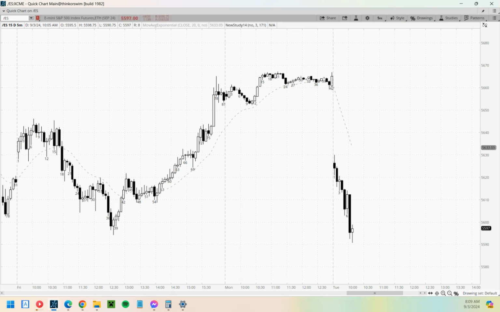Parabolic wedges on the open aren't that uncommon. This goes on its high. I'm probably going to buy it and use a stop, a measured move down of the signal bar, in case we do get some sort of second leg down.